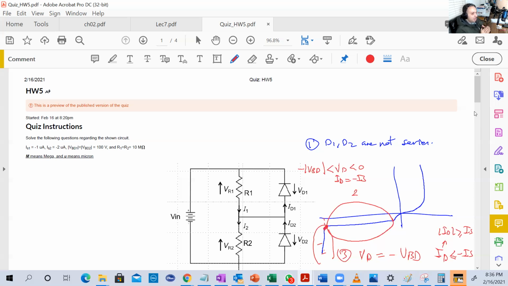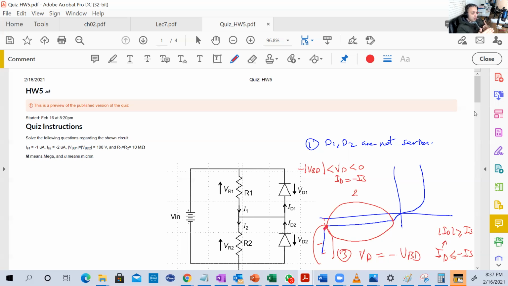So this is basically why we are usually interested in assuming either region 2 or region 3. Why? Once you assume one of those, one of the unknowns becomes known. In region 2, ID becomes known, then you can use this information to find VD. And in region 3, VD becomes known, and you can use this information to find ID.